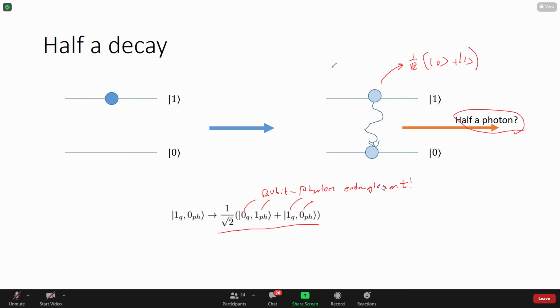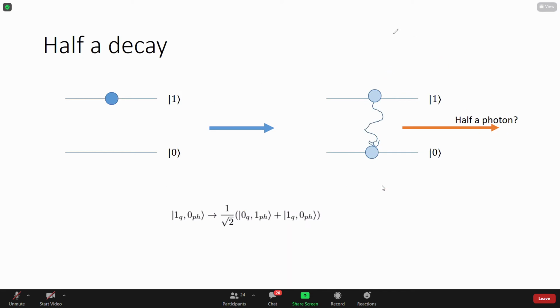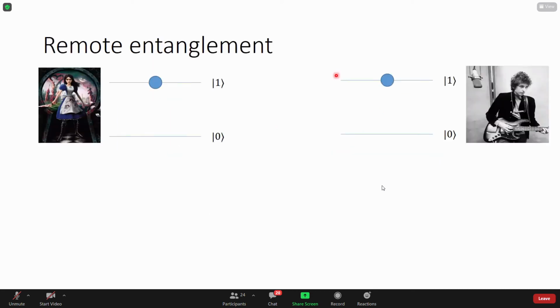So let's figure out a way of how we can do that with these tools. The way that scheme will work is that we'll take our usual two participants, Alice and Bob, and they will both have qubits. Alice will have a qubit in 1, Bob will have a qubit in 1, and then they will each emit half a photon.